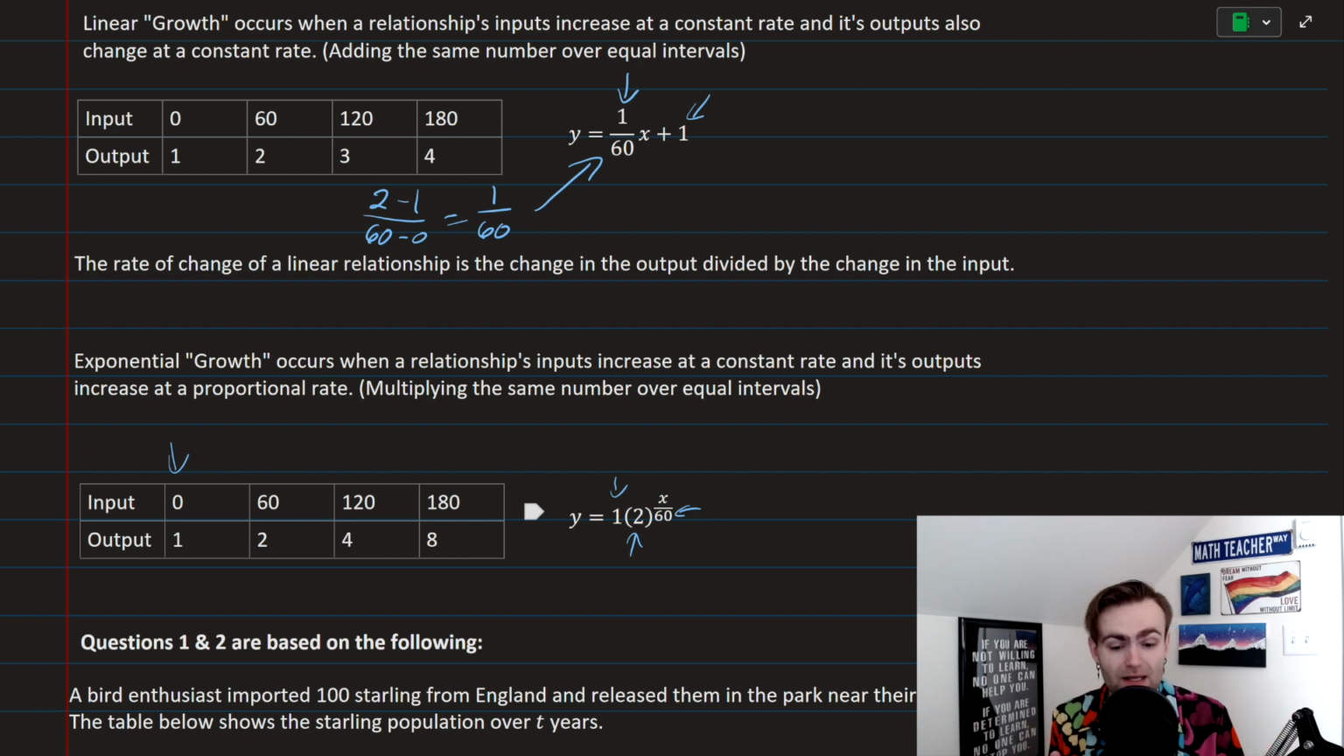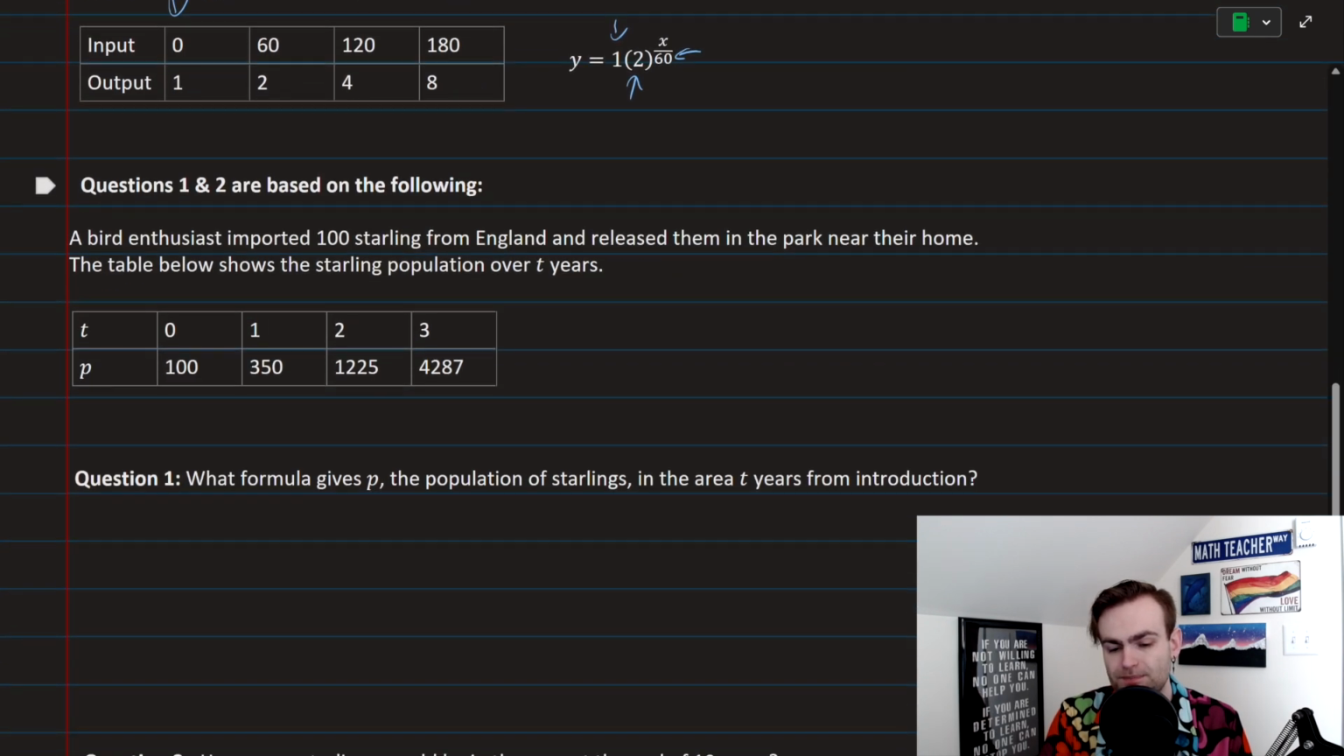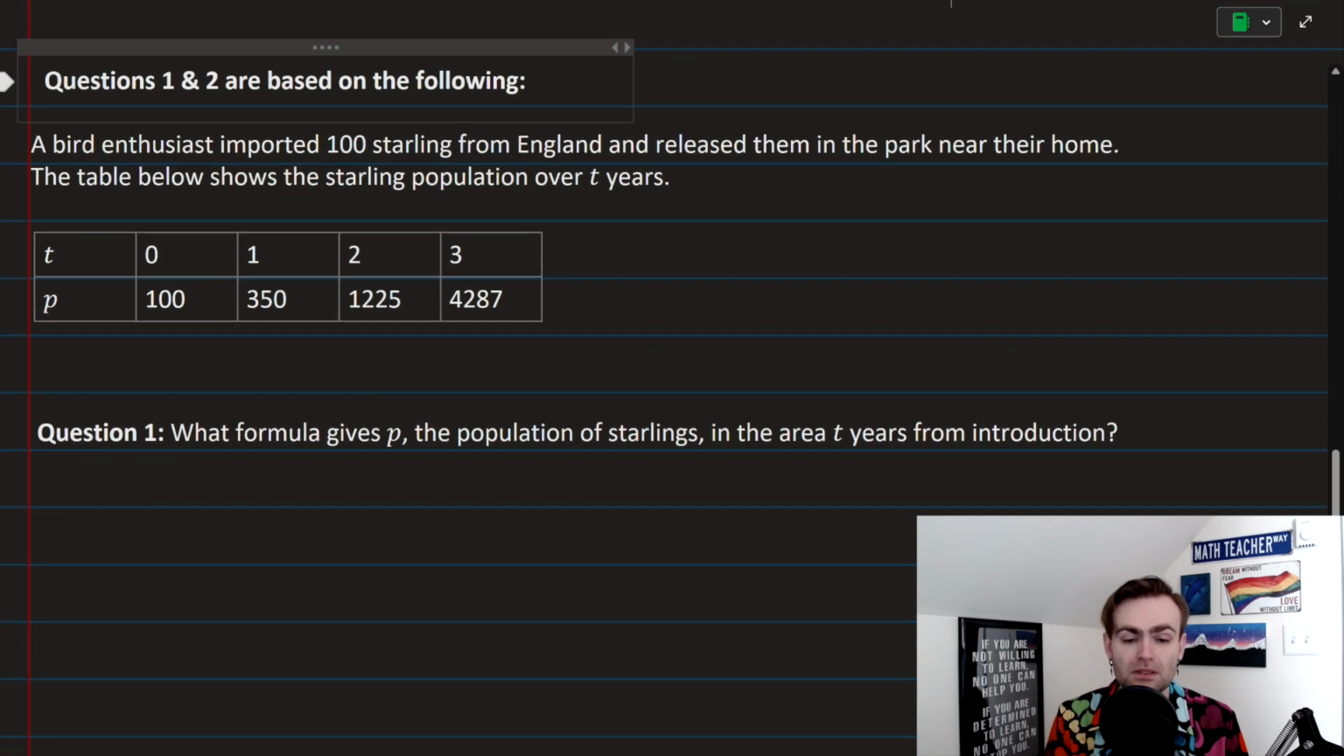So if we're given a relationship and we're asked, is it linear, is it exponential? We can see, are we looking for a pattern of addition? Are we looking for a pattern of multiplication? And we can figure out where each of these parts go by looking at the pattern we're given. So if we look at this pattern here, we have a bird enthusiast who's imported 100 starlings from England and released them in a park near their home. This table shows the population P over T years. We can see that it started as the initial population of 100, and then it's growing.